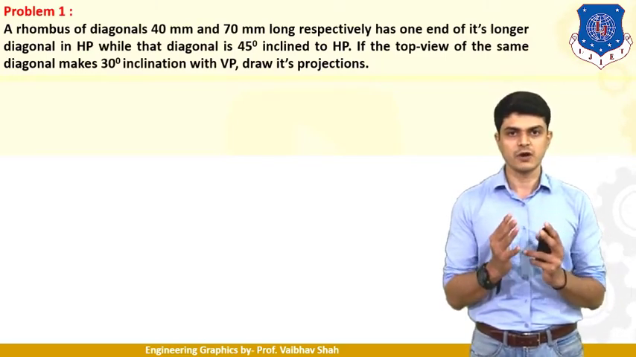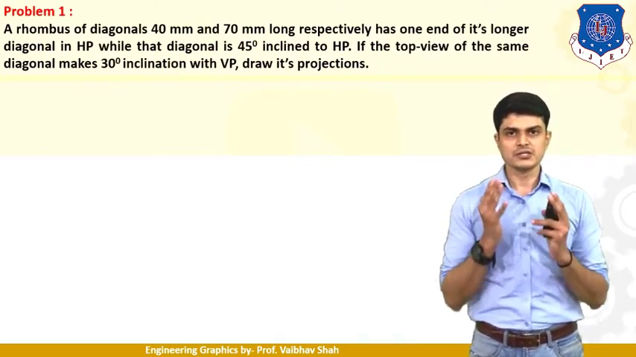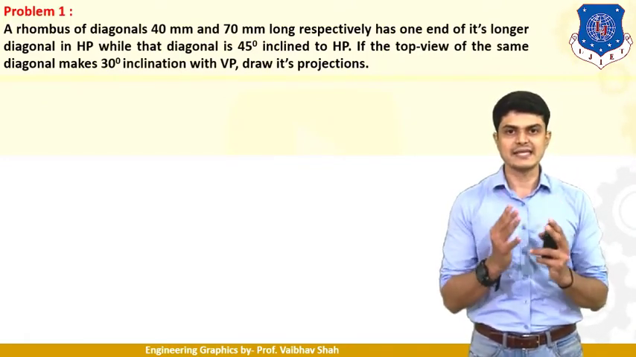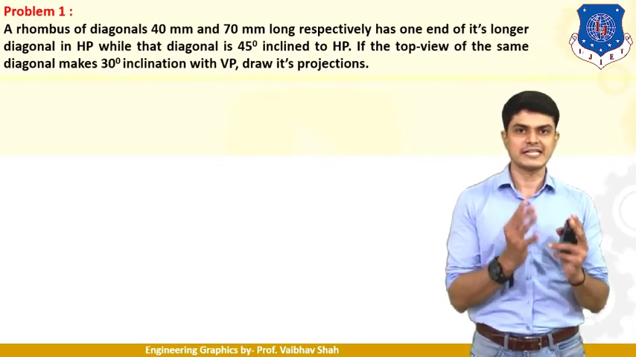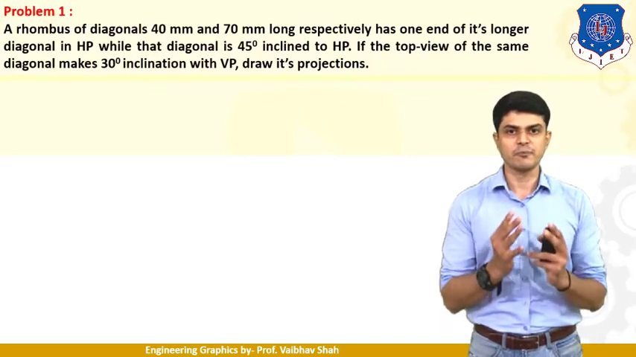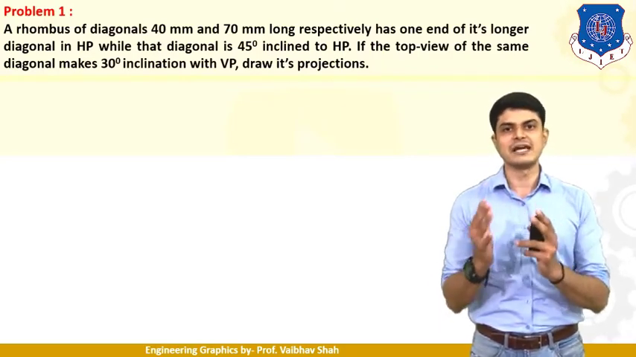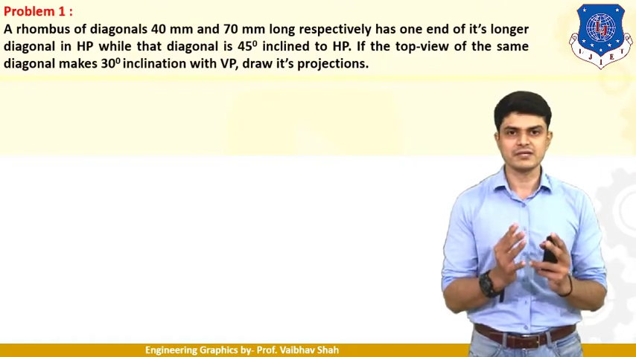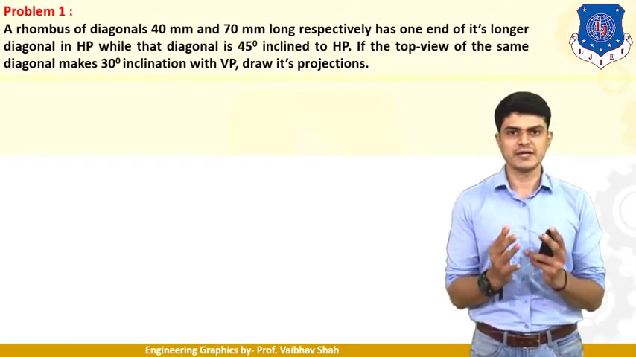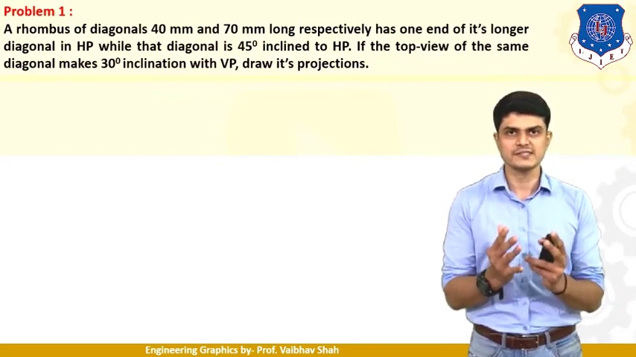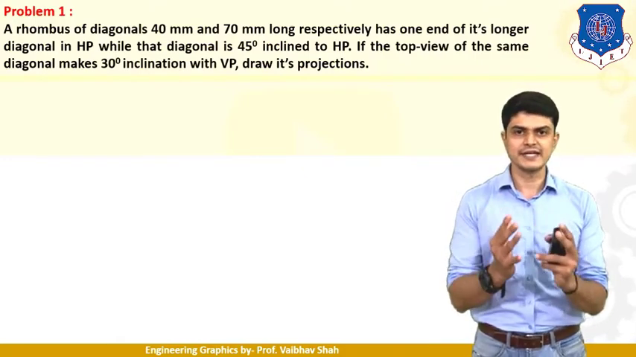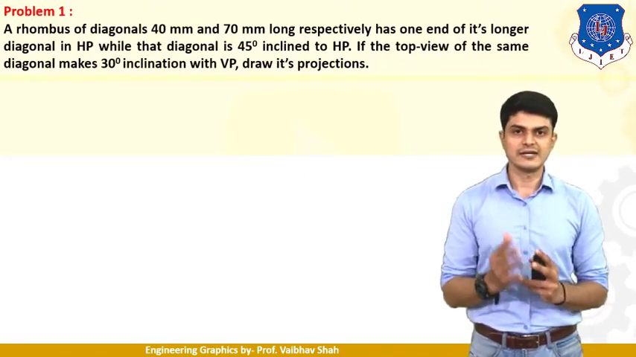So here our object is what? Rhombus. Two diagonals are given. The shorter diagonal is 40 mm and the longer diagonal is 70 mm. It is said that it is resting on its longer diagonal on HP. That means we should construct the longer diagonal in such a way that one of the points of the longer diagonal must be on the left hand side in our drawing. Then after we are given two data, one with respect to HP and one with respect to VP. So as you can see, there is one inclination with respect to HP given and there is another inclination with respect to VP given. So let us start our drawing.